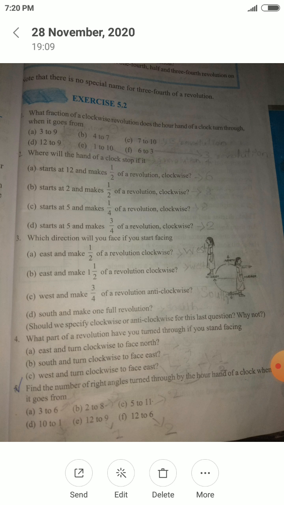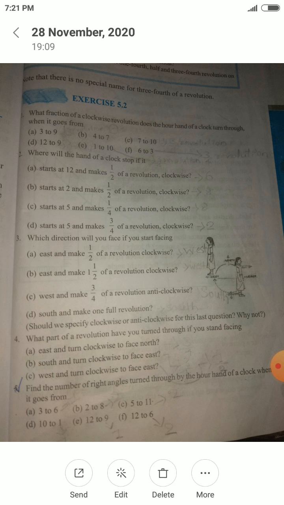Starts at 5 and makes 1/4 of a revolution clockwise. Starts at 5 and stands on 8. Starts at 5 and makes 3/4 of a revolution clockwise. Starts at 5 and makes 3/4 of the revolution, it stands on number 2.